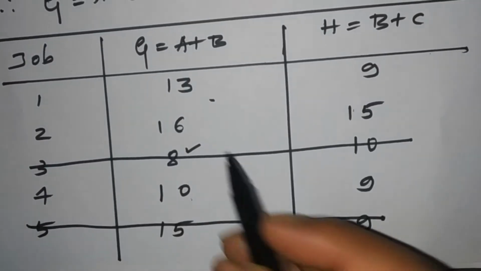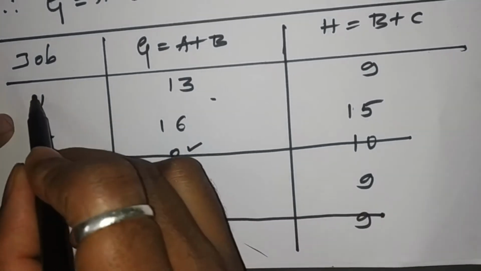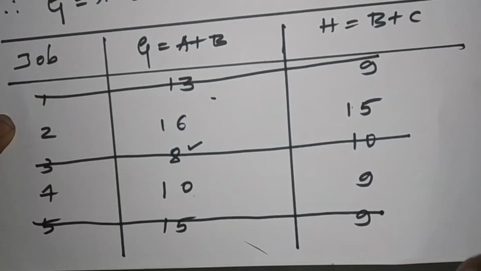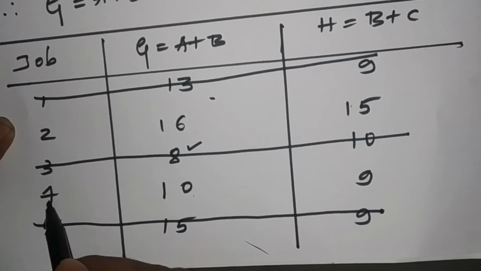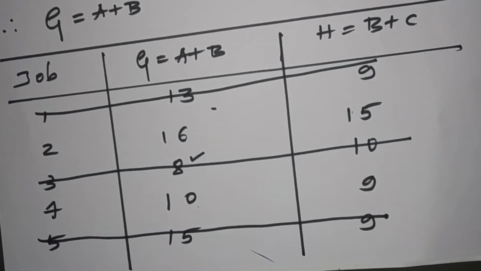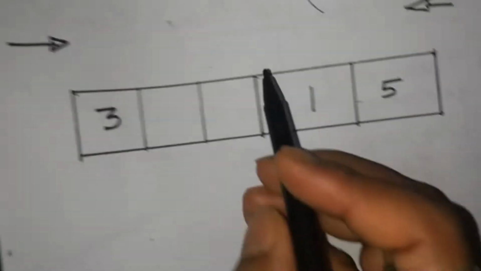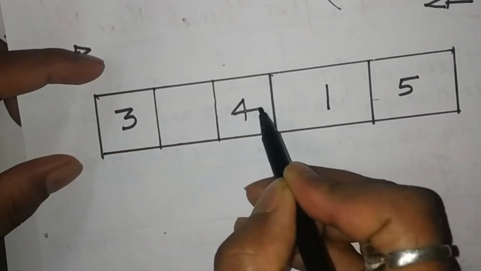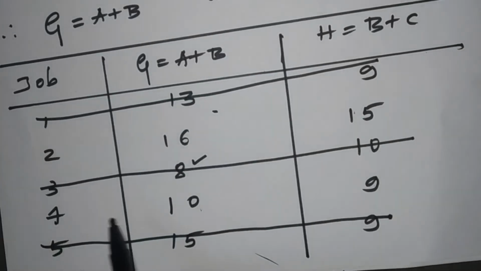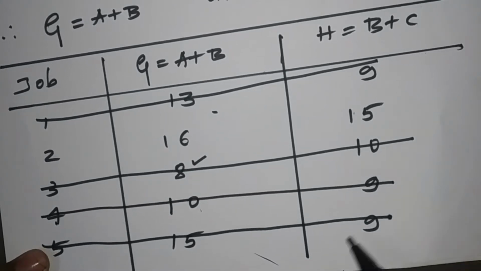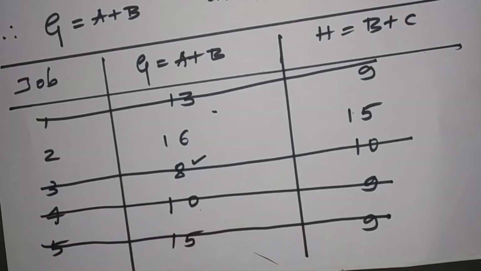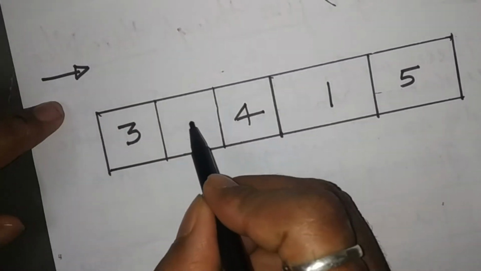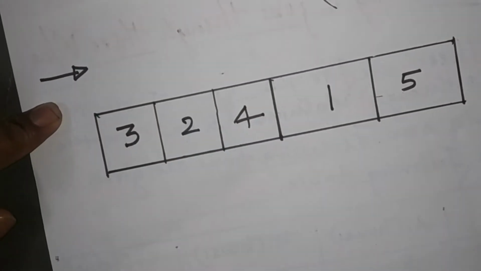Once I allocate this, I'll delete this, and the next minimum number is 10. That 10 is for job number 4. So I'll allocate that after job number 1. I'll delete this once I sequence it. The last one remaining is job number 2 and we have only one box left over here. So here I'll fill in job number 2. This is my optimum sequence.